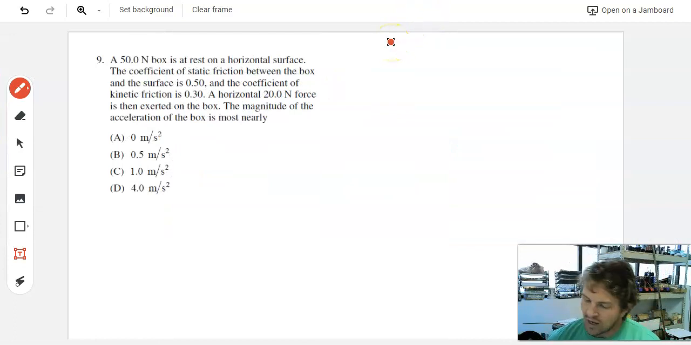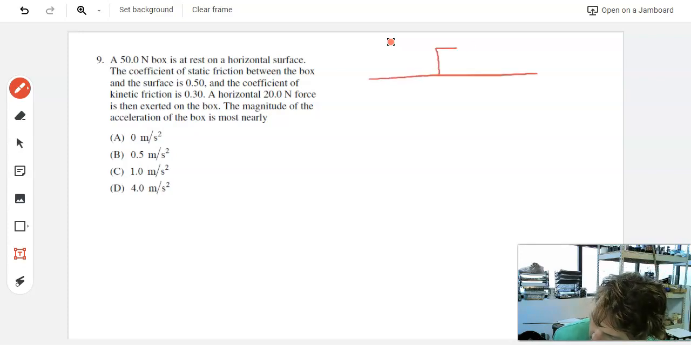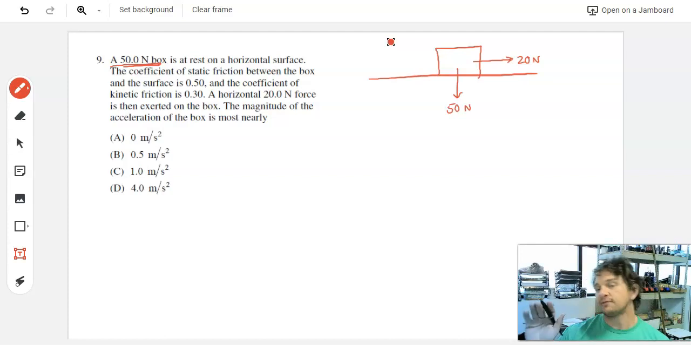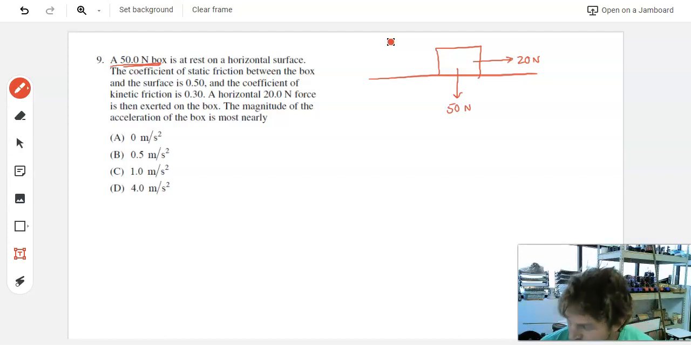Number 9, we have a box getting pulled on by some forces, and we need to know what its acceleration is. So we know that there is a box. We know that it has a force of 20 newtons pulling it. We know it has a weight, a 50 Newton box. That's telling me the weight. Now this is on flat ground, so the normal force will be identical to the weight.